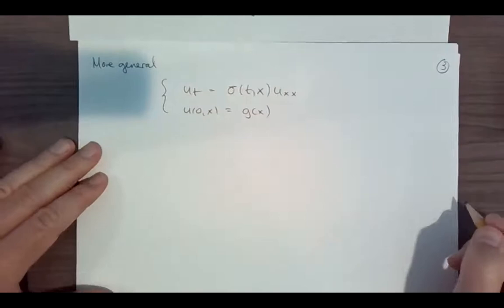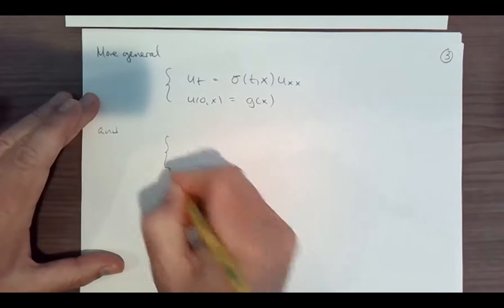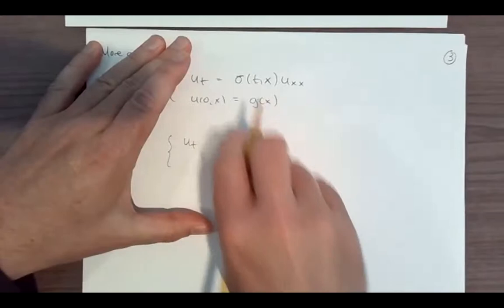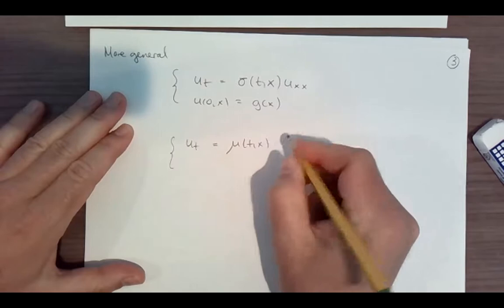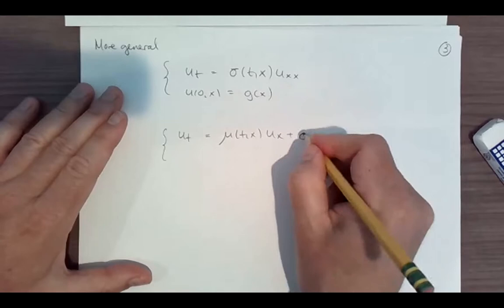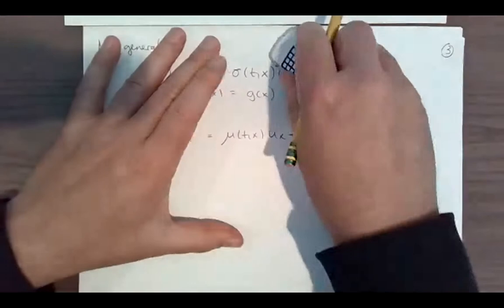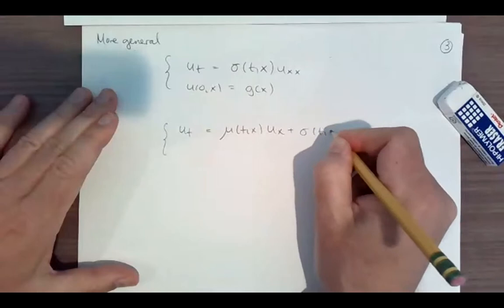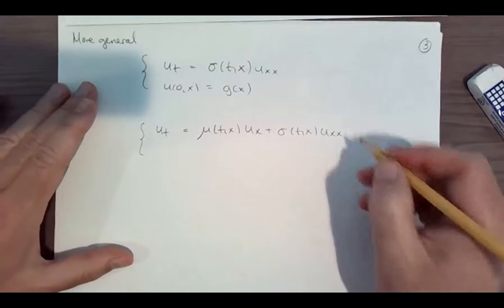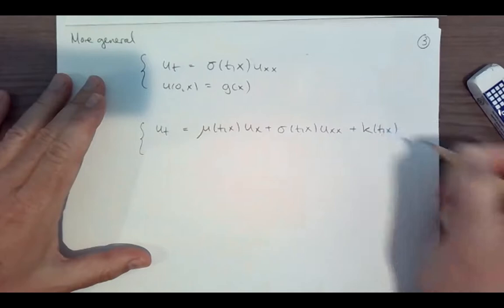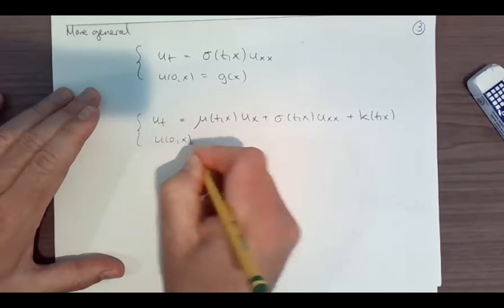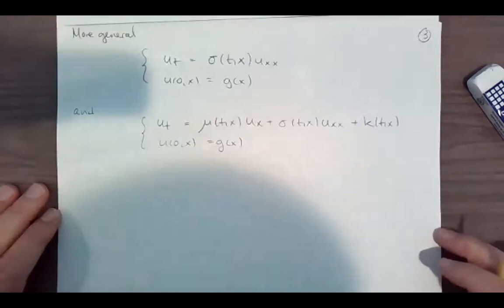Or if you want, you can even add a drift. You can have u_t equal to something like mu(t, x) u_x plus sigma. Sometimes you put a square here. It depends on how you parameterize it. Sometimes you'd like to have a square and then a half out here, but of course all this stuff can be absorbed into the function sigma. And if you want to, you can also have a source term, some kappa of t and x here. So there's no u dependence over there, and then you'll have some initial condition. Good so far.